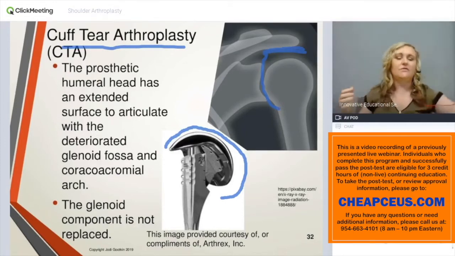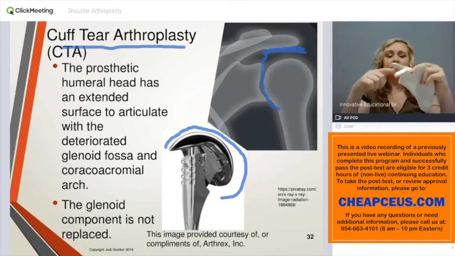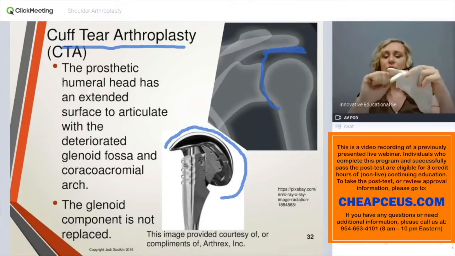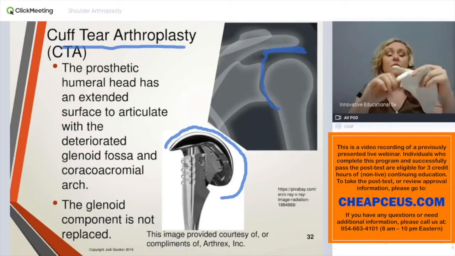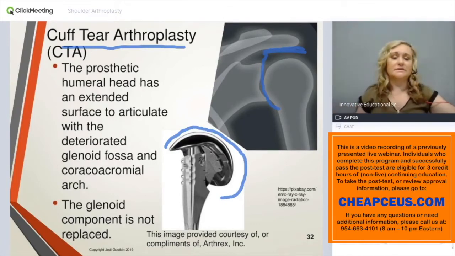So it's accommodating for that fact that acetabularization of the undersurface of the acromion. So they know that they need to fill that space and allow movement there more functionally. So the prosthetic component is going to fill that space for the individual. This isn't done as commonly. I just want you to understand what that procedure is.